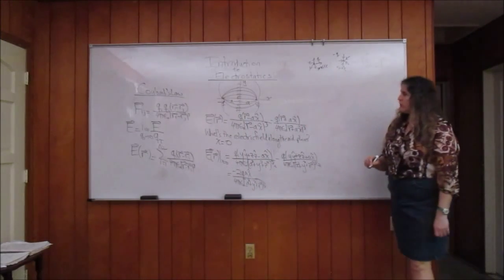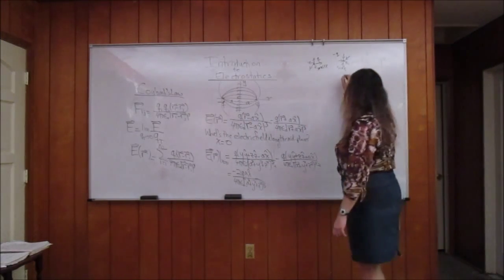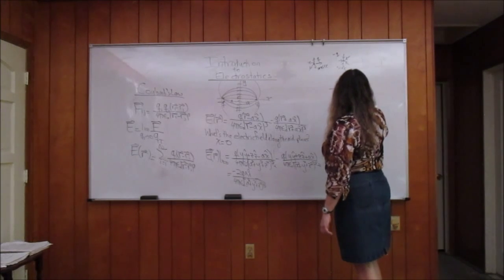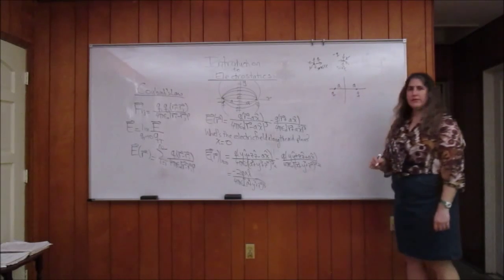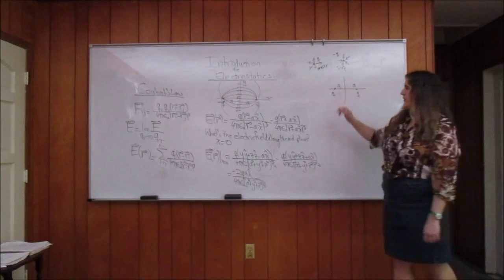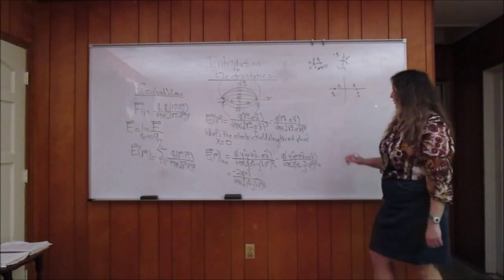Let's consider a system where you have two positive charges now. And I want to answer the same questions as before. What's the electric field due to these two charges?